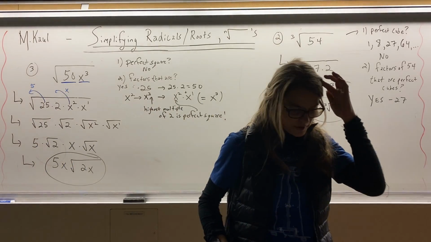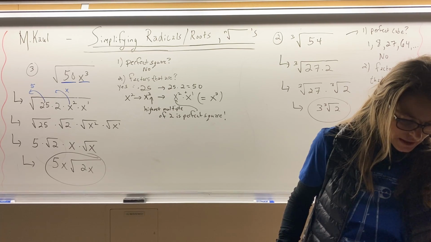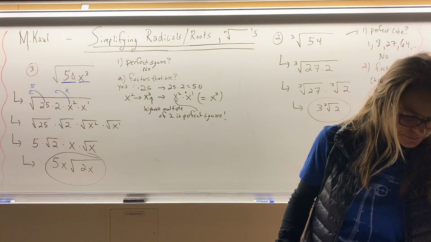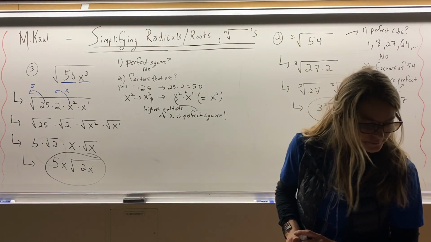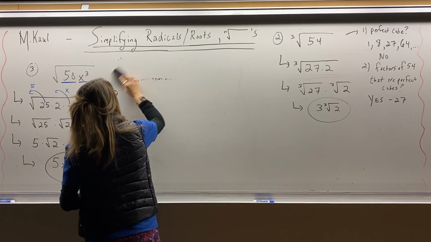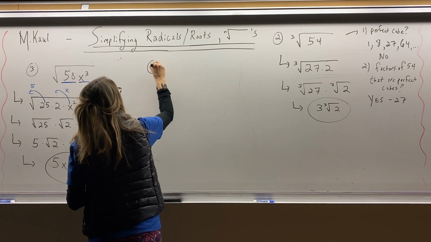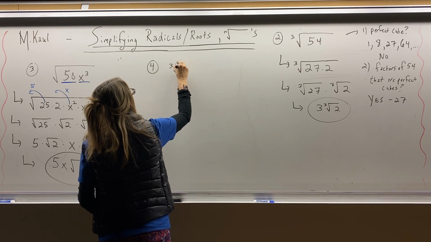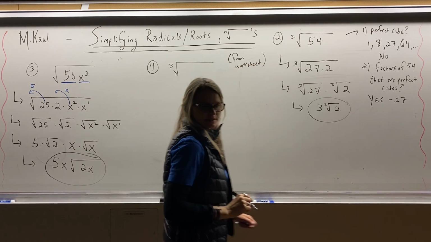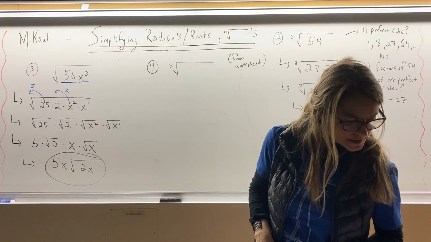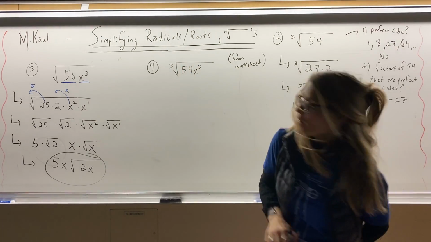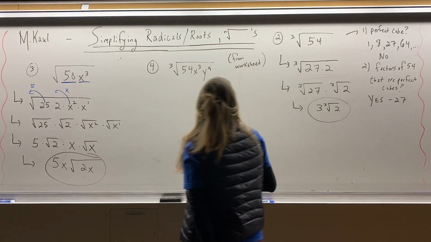I'm going to take more examples now from some of our worksheets as well. This one is very close to our worksheet. I just have a Y there. This one's from our worksheet, and this is number 5C, so this is the cube root of 54, x cubed, and y to the 4th. We're going to add some other stuff here.